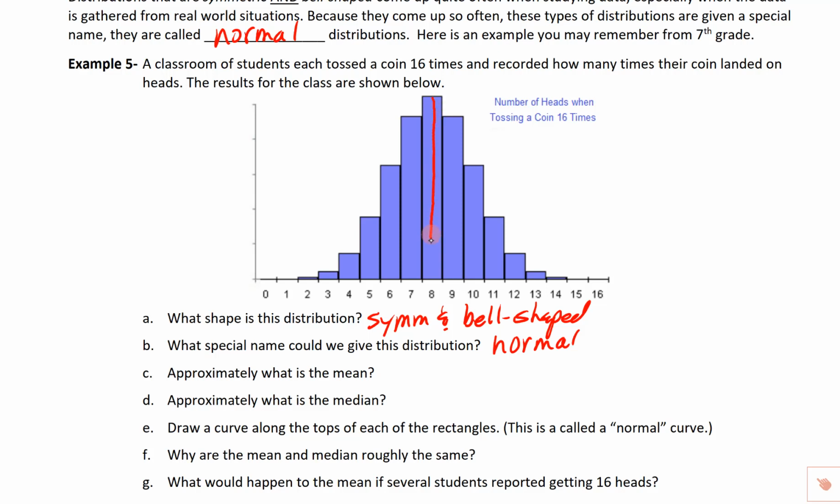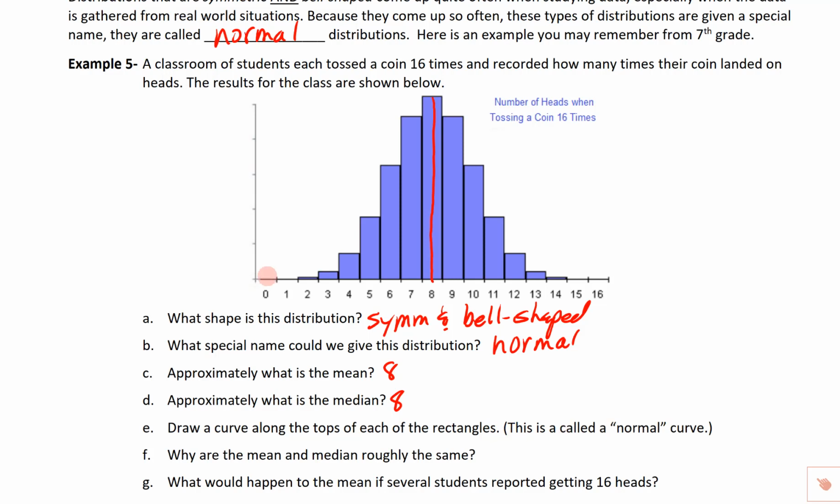So I'm going to draw a line right there. All right, so it's going to be about 8. And again, because it's symmetric, that's going to be about the middle. The median is also going to be 8. And then what they want us to do is draw a curve along the tops of each one of the rectangles, and this is called a normal curve.